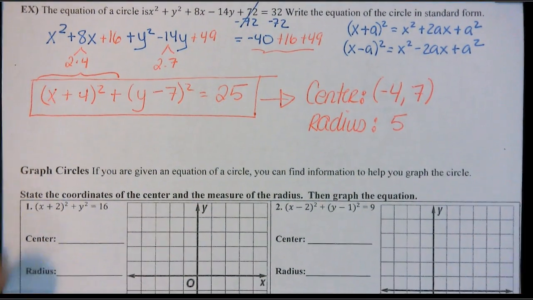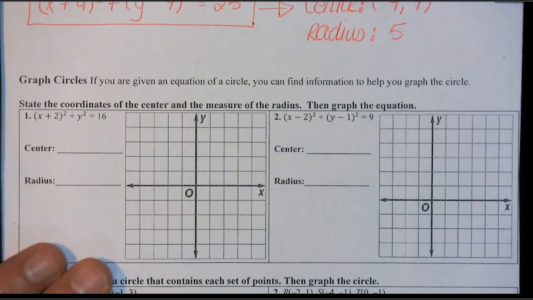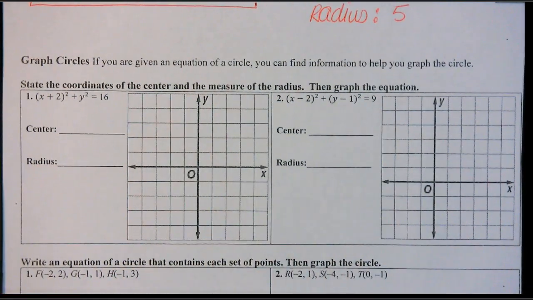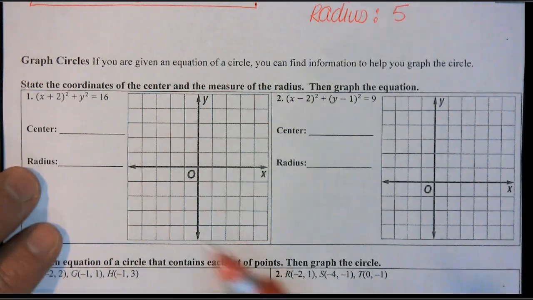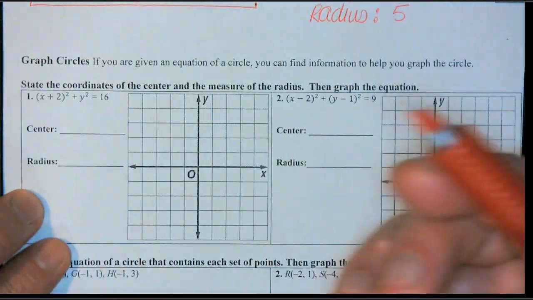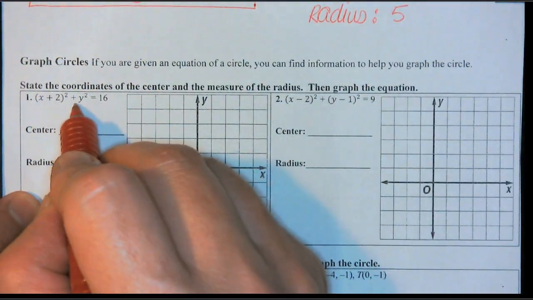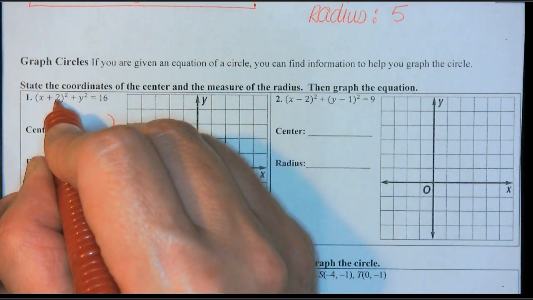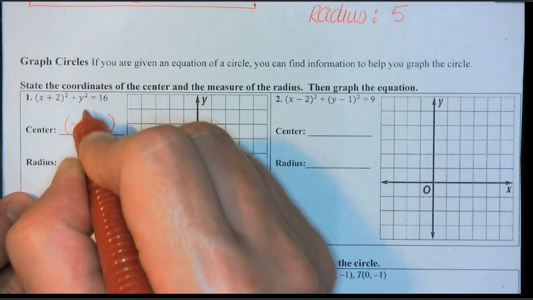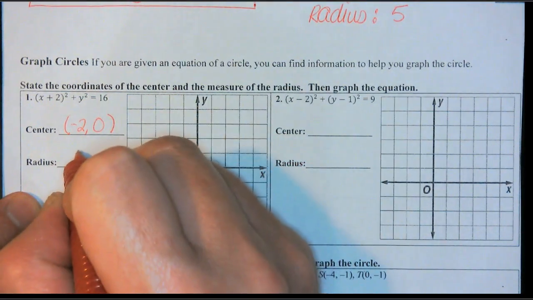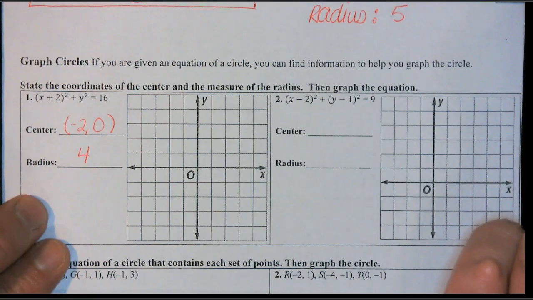Very good. All right, last thing we're going to do is to graph a circle on a coordinate plane. So first of all, in order to graph, we need to identify our center and our radius. So when I have this here, this is in standard form. So if I identify my center, I know that I changed the sign, so this would be -2. And the y is 0. And you take the square root of 16 is 4.